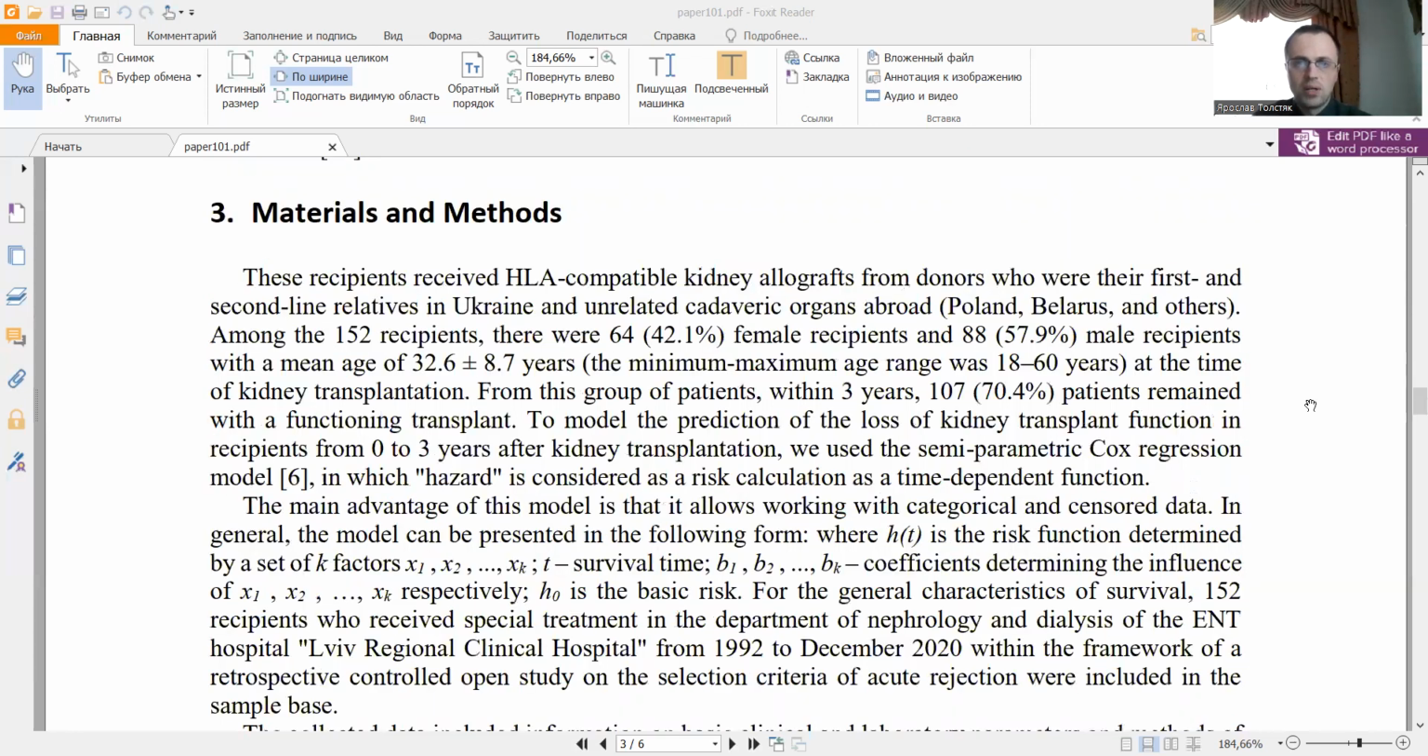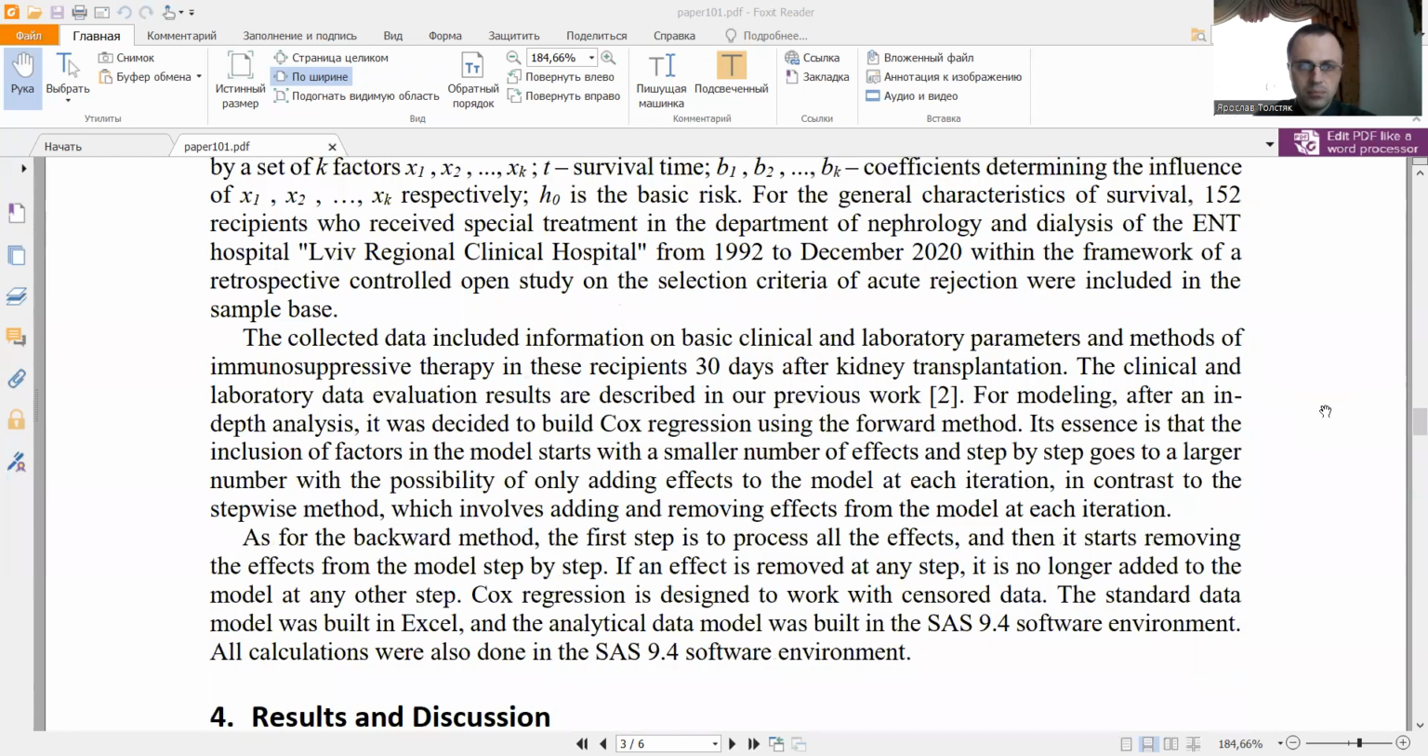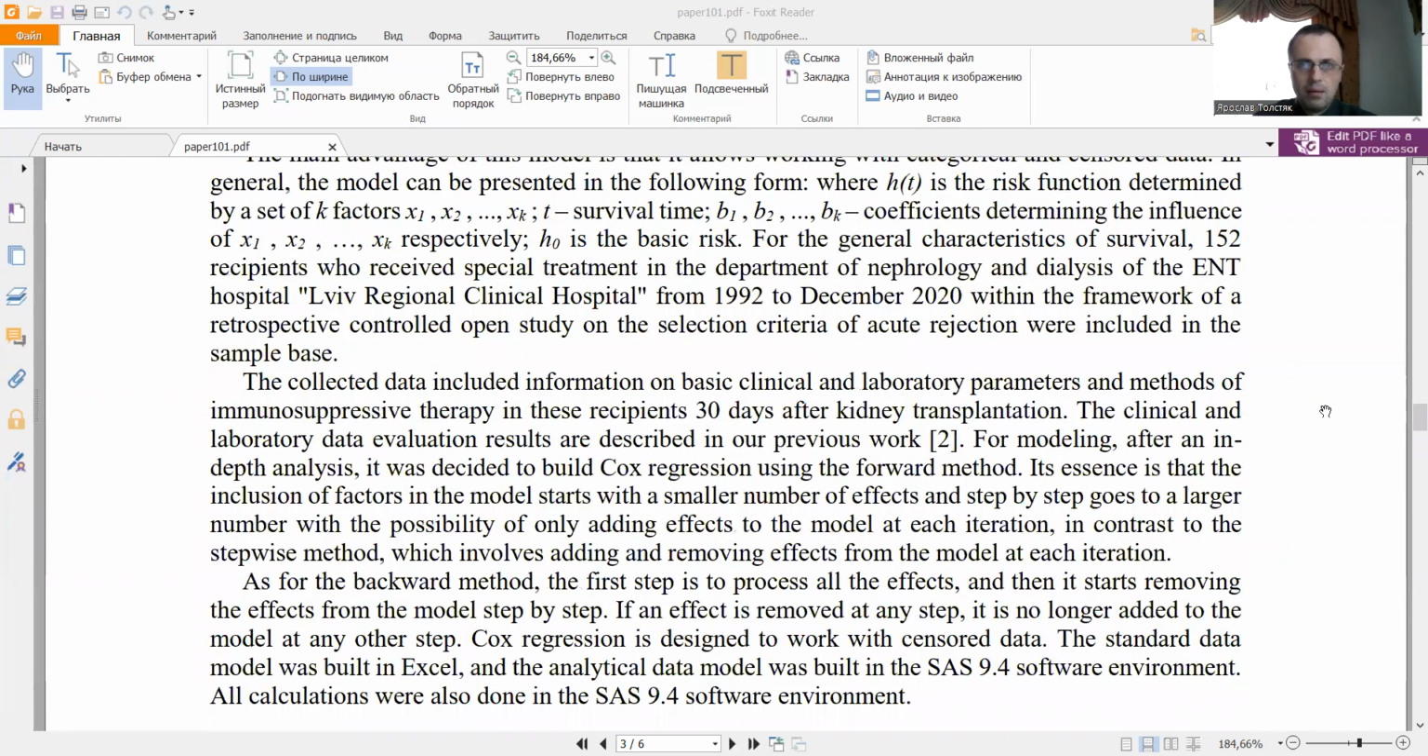Materials and methods. The recipients received a compatible kidney allograft from donors, first and second, in Ukraine, and cadaver organs from abroad: Poland, Belarus and others. Up to 1,500 recipients were included, with 416 female recipients and 18 male recipients, with a mean age of 213. At the time of kidney transplantation, the groups were formed within 7 years, so patients remained with a functioning transplant. Patients who received research-specific treatment were in the department of nephrology and dialysis of the regional clinical hospital.